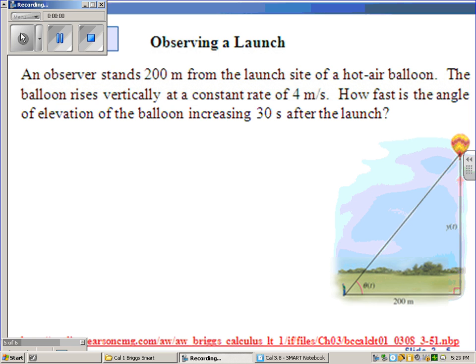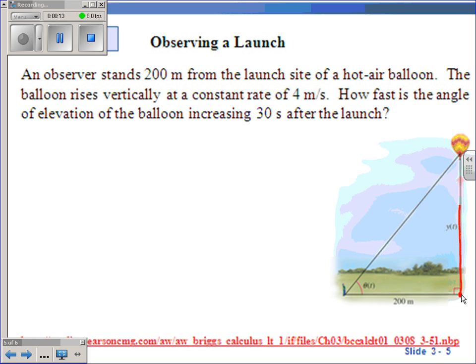Let's look at another related rate problem. This time we're going to have an angle that's changing. So an observer standing 200 meters from the launch site of a hot air balloon. If this is where the hot air balloon was going to be launched, the hot air balloon's heading up this direction, and the distance from where the observer is standing is 200.